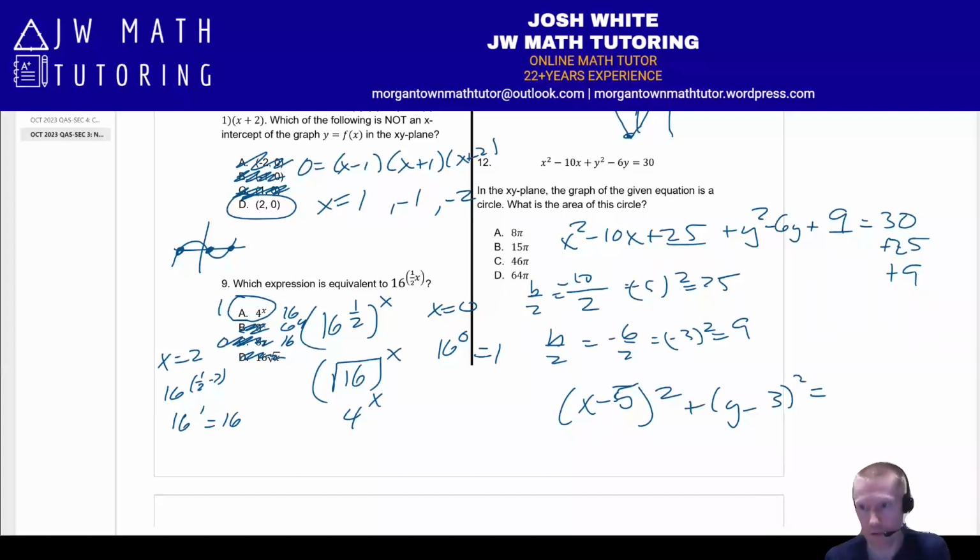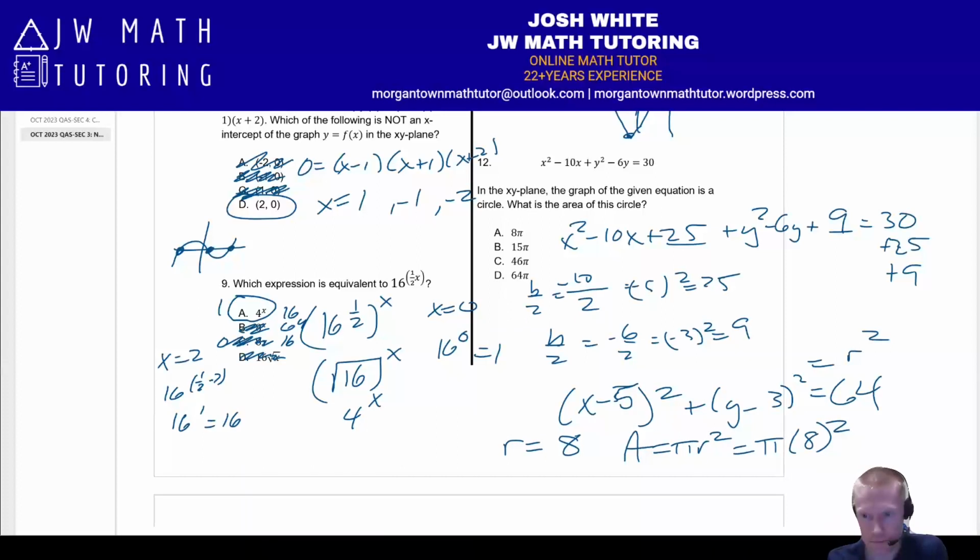Now, on the right side, if you add up 30 plus 25 plus 9, that is 64. And remember, for standard form for a circle, it's equal to r squared. That means the radius, which will be the square root of r squared, is equal to 8. So now we can go to the formula for area of a circle, pi r squared, and we could just plug in 8, and it's going to be 64 pi. Correct answer is going to be letter D.